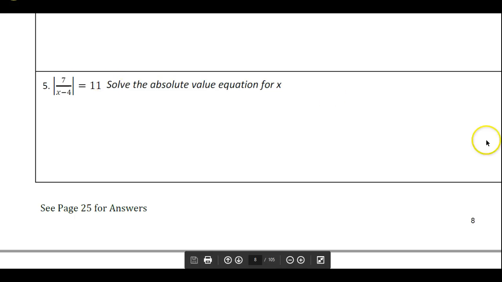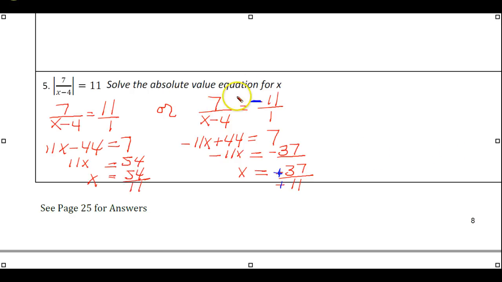Giving you a chance to do this one and setting it up properly. So looking at these then, again, write it without the absolute signs. Write it without the absolute signs, but take this value and its opposite, negative 11, and it's over 1, so you can cross multiply. We get this, and then solve for x. So this is one answer. These are both negative, so that ends up being positive. Okay, and again, you can check the answers on page 25.